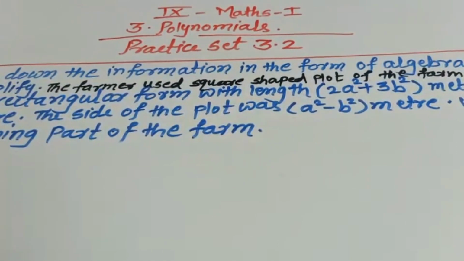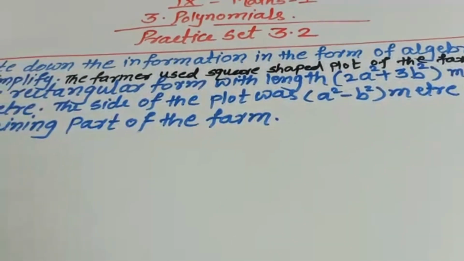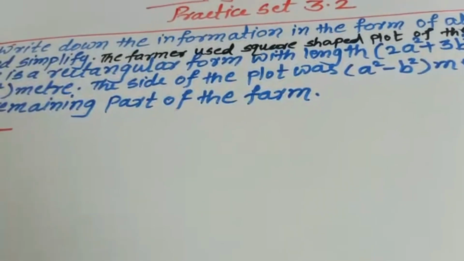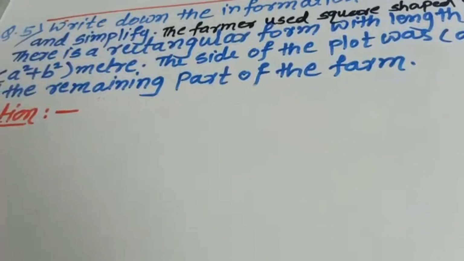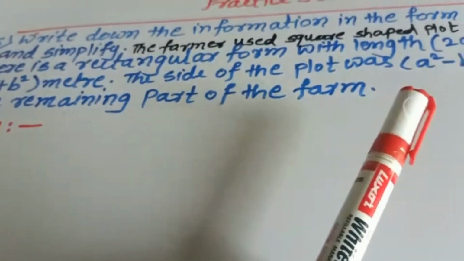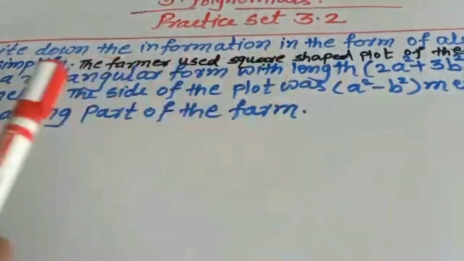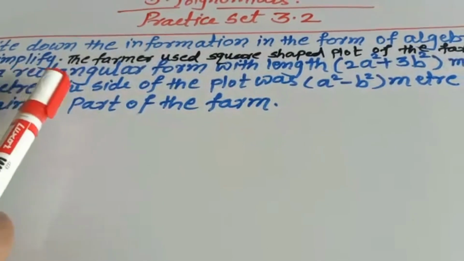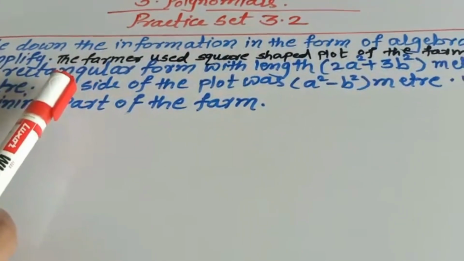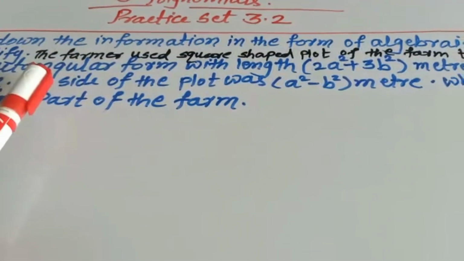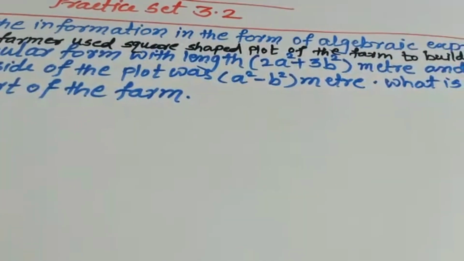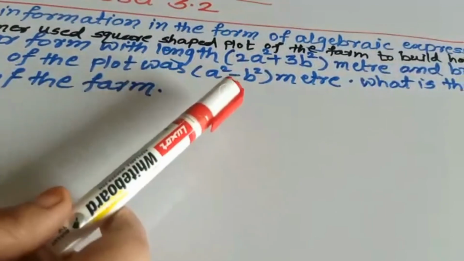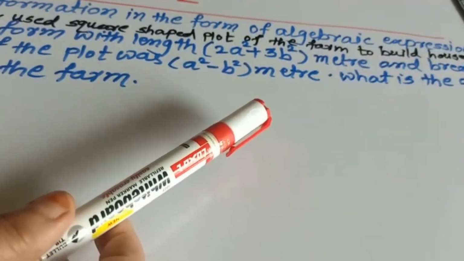It is one type of hot question which is given in that practice set, but it is very easy to solve. See here, one information is given. Write down the information in the form of algebraic expression and simplify. So this information we have to write in the form of algebraic expression, means in the mathematical form, and we will solve that. The farmer used a square shaped plot of the farm to build a house.